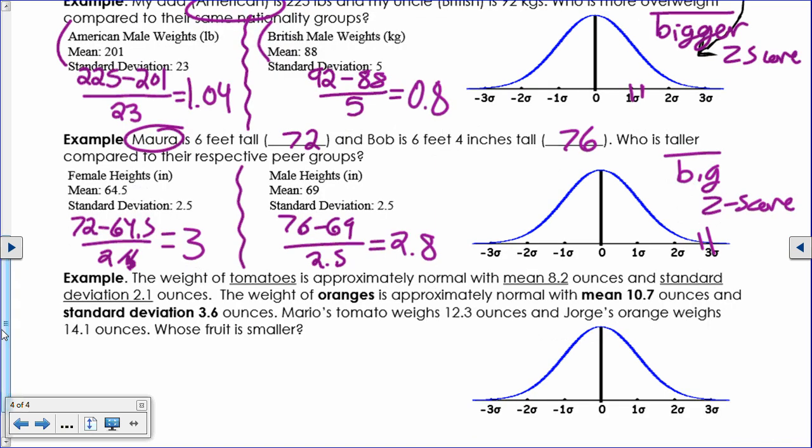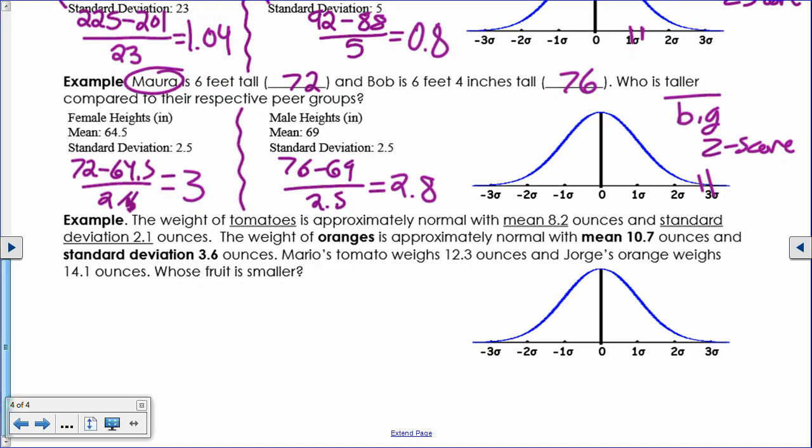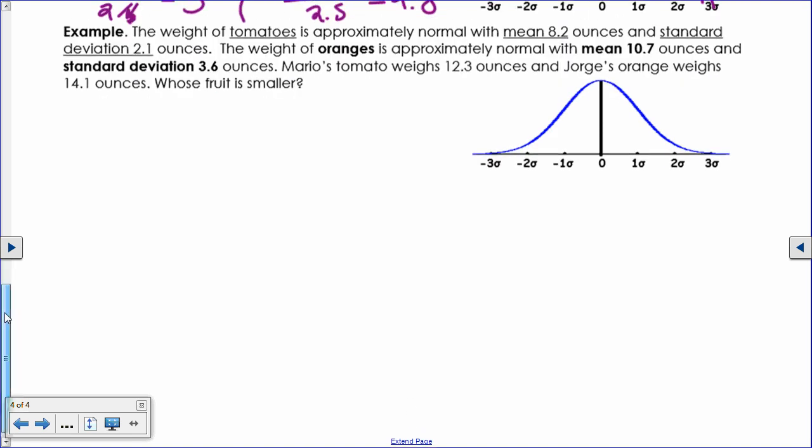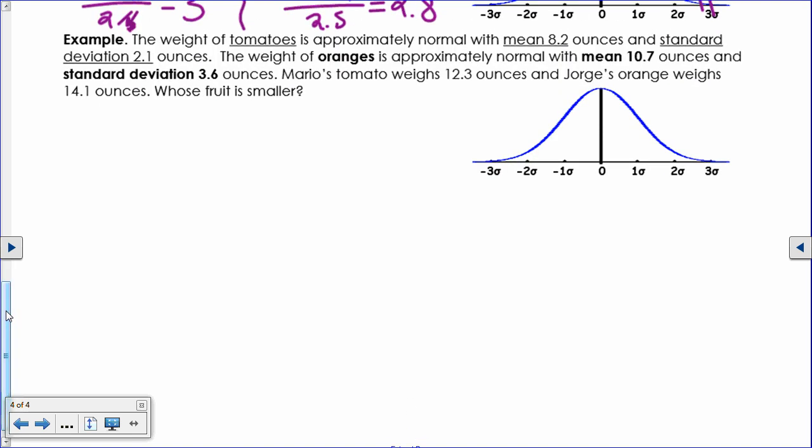Alright, I'm going to let you guys try this last one on your own. Okay, so we're comparing tomatoes and oranges. So we're going to have to definitely use z-scores to see how they can be compared. So go ahead and give that a shot. See if you can figure it out. Show me your work. Show me the work for finding the z-scores. And then give some reasoning when you decide your answer.